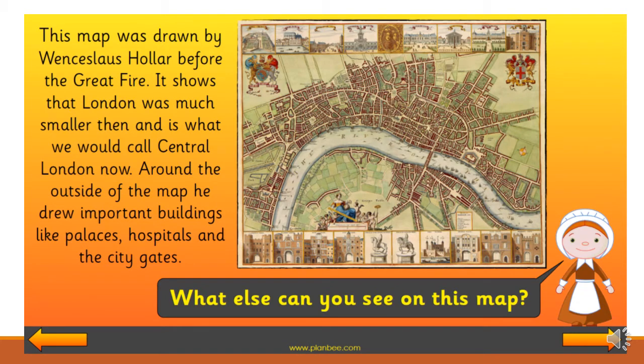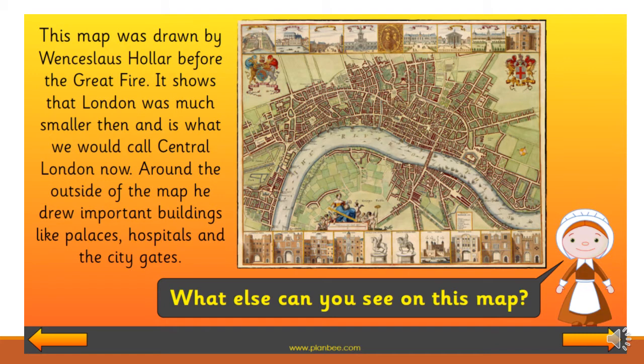So here is a map of London that was made when the Great Fire of London happened. So you can see that it's a lot smaller. So this would now be central London, the very heart of London. And the person that drew this map, he also did some additional pictures that you can see at the top and the bottom of important buildings like palaces and hospitals. But what else do you notice about this map? What do you think all the green squares are?